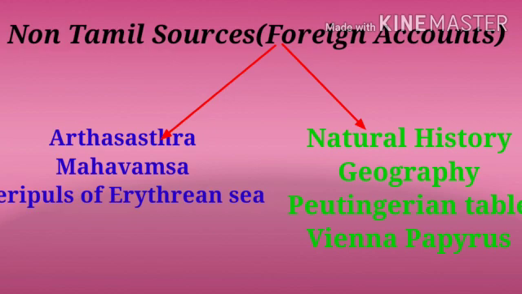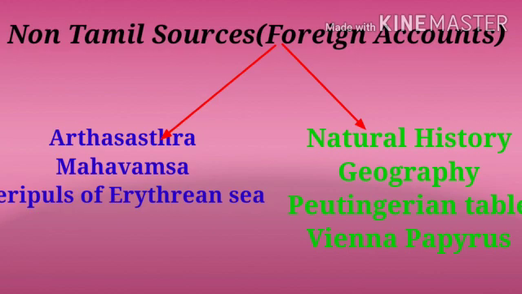Next one, Periplus of the Erythraean Sea. The author is not known. It is mainly a navigational guide for the sailors. Another one, Pliny's Natural History. Pliny the Elder was the Roman who wrote the Natural History. It mentions that the main purpose is the pepper trade with India.